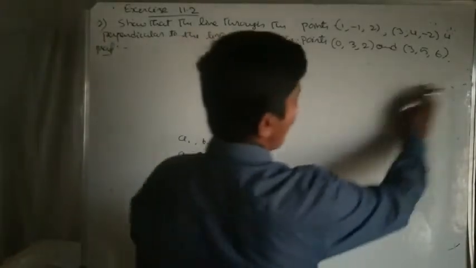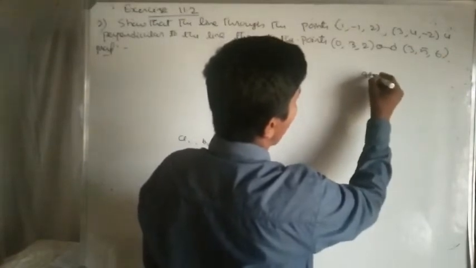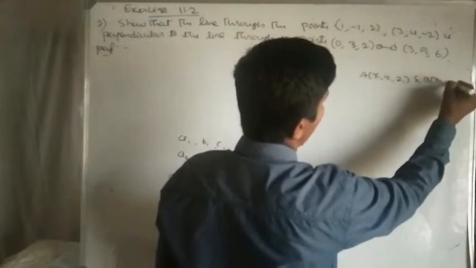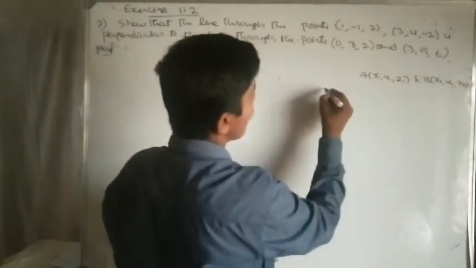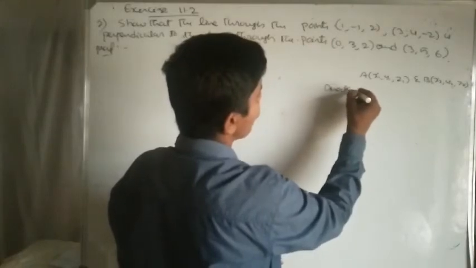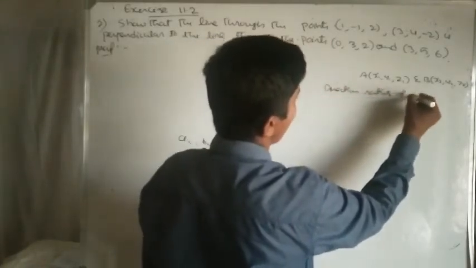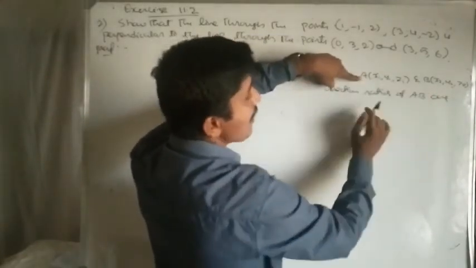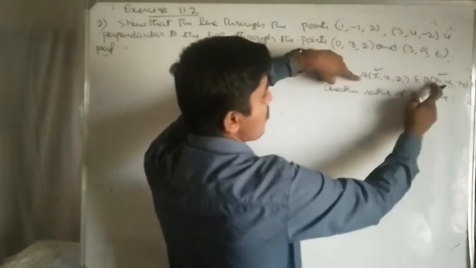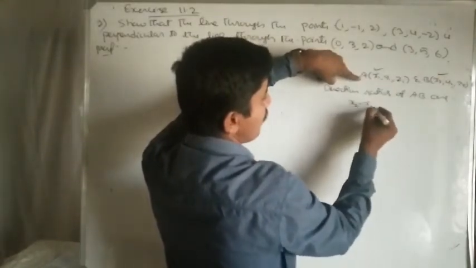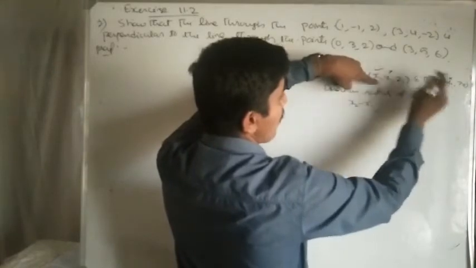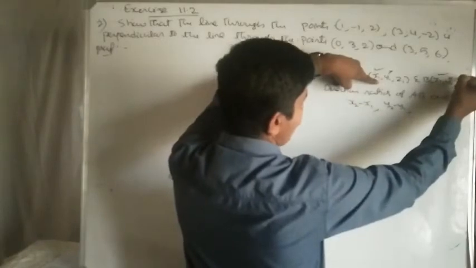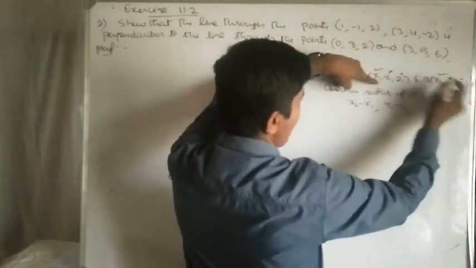Got it. And one condition we know: A point coordinates x1, y1, z1 and B point coordinates x2, y2, z2. Then the direction ratios of AB, the line segment joining the two points A and B, are the difference of the x coordinates x2 minus x1, the difference of the y coordinates y2 minus y1, the difference of the z coordinates z2 minus z1.